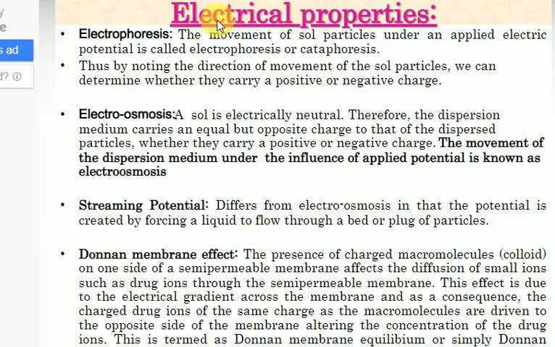The next part is the electrical properties of colloidal solutions. When we discuss the electrical properties of colloidal solutions, we discuss electrophoresis. What is electrophoresis? By applying electricity, we make the colloidal particles move. When you pass the electricity, the colloidal particles move towards the opposite electrode. They will settle at the bottom.